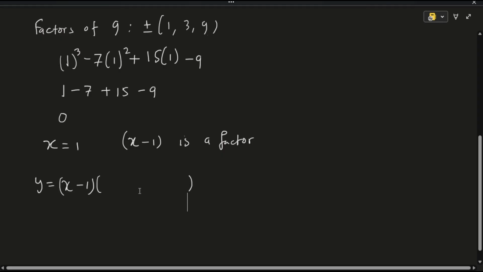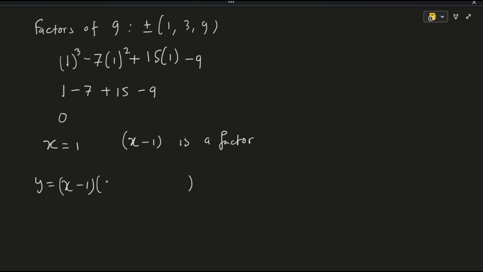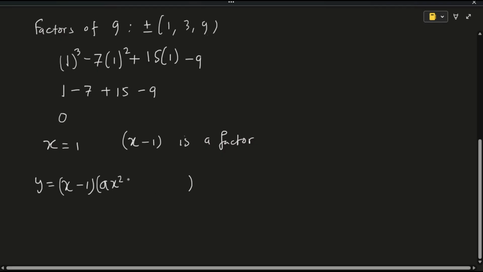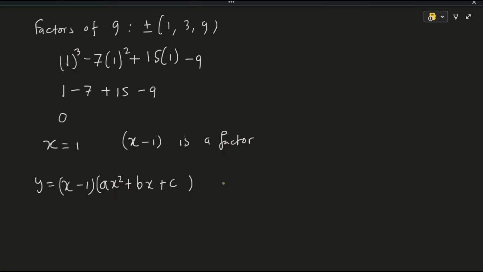Now, what do you think this factor is going to be like? Because this first factor is of degree 1, this factor here should be a function of degree 2. And for that matter, this factor here should be a quadratic function, which is going to have the general formula. So how do we determine this quadratic function? Let us apply the simplified method of polynomial long division.